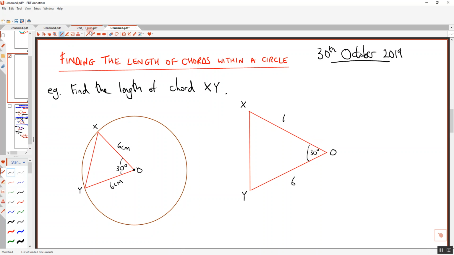Now, if I take a line, I don't know how I change the color of these lines, it's quite annoying. Okay, and if I cut straight through this angle, so it meets our chord at right angles, what is it doing to XY? It splits it in half. Right, okay, so these two sides are going to be the same. From here to here and here to here are going to be the same.